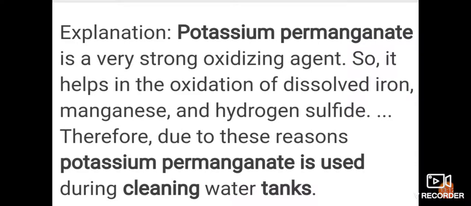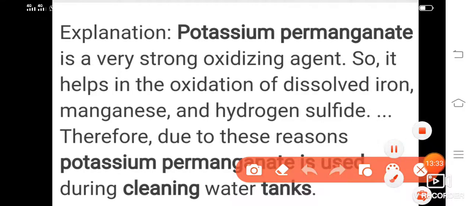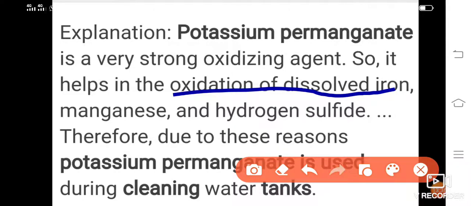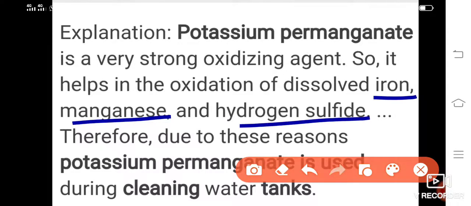Potassium permanganate is a very strong oxidizing agent. It helps in the oxidation of dissolved iron, manganese and hydrogen sulfide. Therefore, due to these reasons, potassium permanganate is used during cleaning of water tanks. So it helps in the oxidation of dissolved minerals like iron, manganese and H2S, that is hydrogen sulfide.